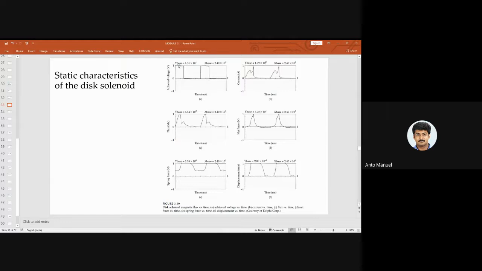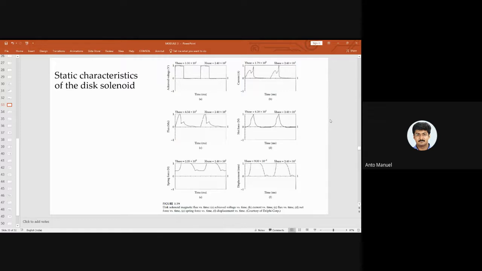When you are applying a voltage like this, the flux inside the system is increasing, and suddenly, rapidly it's increasing and rapidly it's decreasing, as shown in the figure. That is happening inside this solenoid, and this may be different in the case of a plunger solenoid. This may be different in the case of a ball solenoid. The static characteristics always differ in the case of different architectures.